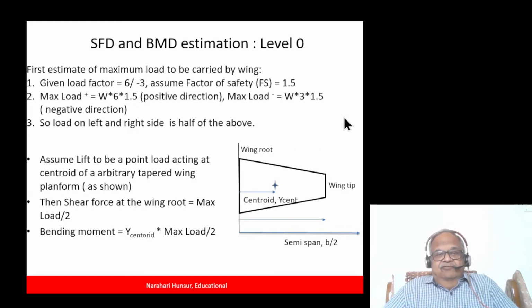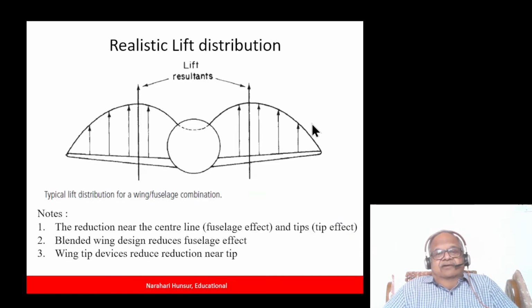Now this is, as I said, a very, very crude method where you have assumed the entire load is acting uniformly and you have found a centroid and all that. But as I'll show later, that's not that bad. You can get away with close to 20% accuracy.